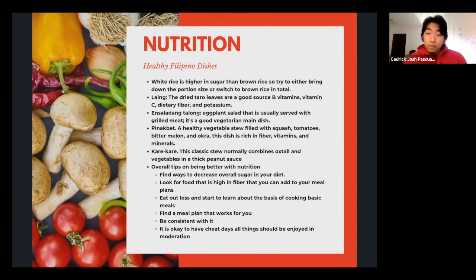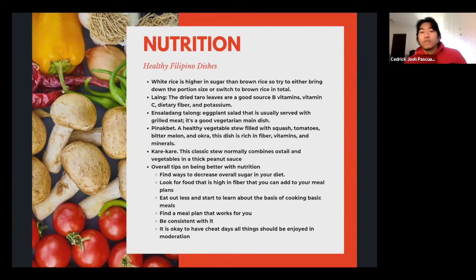Some specific Filipino dishes that you might want to look into that are more on the healthy side are laing. It's dried taro leaves, a good source of vitamin B or vitamin C, fiber and potassium. There's also ensaladang talong. It's an eggplant salad. It could be served with meat, but it's very good as a vegetarian dish. There's pinakbet, which is a healthy vegetable stew filled with different squashes and tomatoes, really rich in fiber, vitamins and minerals. And kare-kare, one of my little brother's favorites, it's actually a peanut dish, a stew that's a combination of oxtail and vegetables.